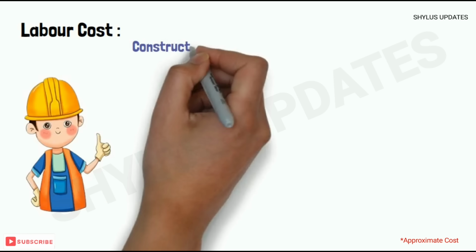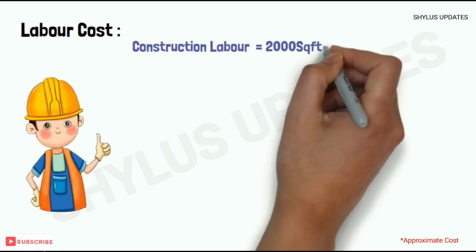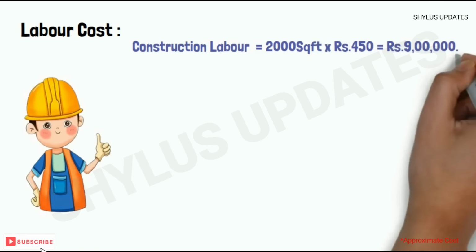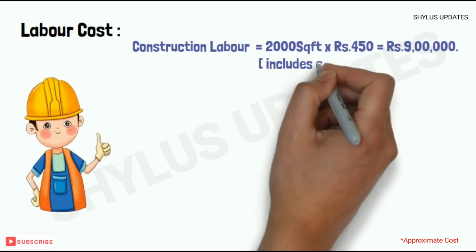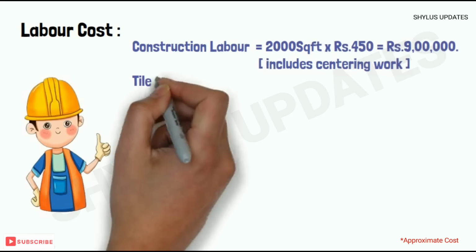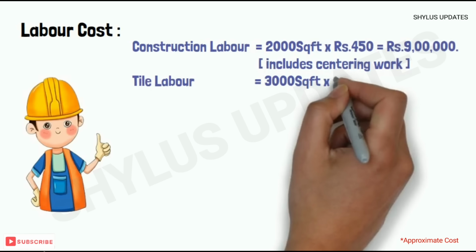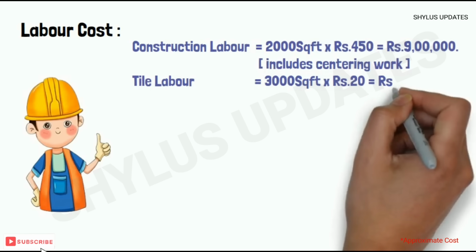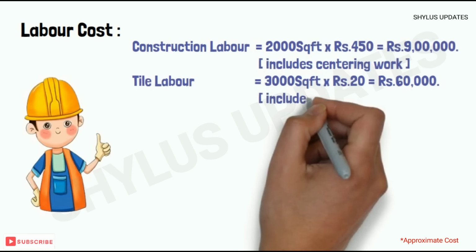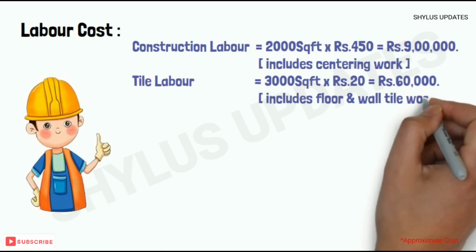Construction labor. For a 2000 square feet house, the labor cost would be rupees 450 per square feet. When you multiply 2000 square feet into rupees 450, you get rupees 9 lakh, which includes centering work. Tile labor. Tile labor is done for 3000 square feet. For that, the labor amount is rupees 20 per square feet. When you multiply 3000 square feet into rupees 20, you get rupees 60,000, which includes floor and wall tile work.